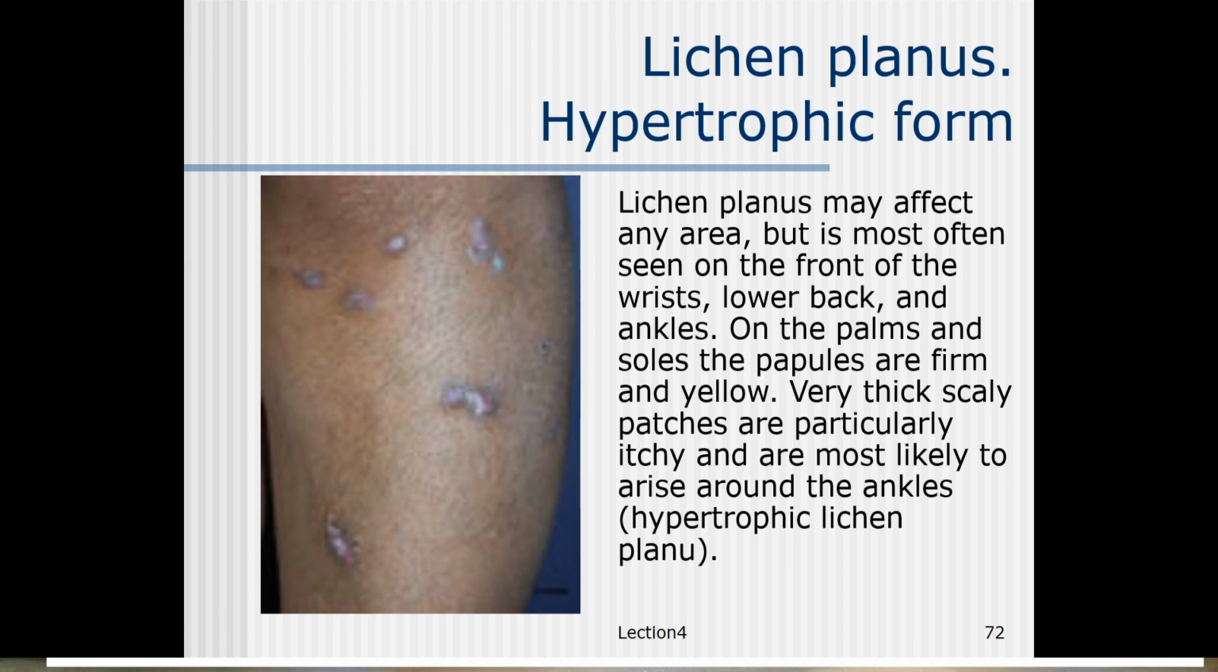Hypertrophic form. Lichen planus may affect any area, but it is most often seen on the front, on the wrist, lower back, and ankles. On the palms and soles, the papules are firm and yellow, very thick scaly patches, and particularly itchy, and are most likely to arise around the ankles. Hypertrophic lichen planus.